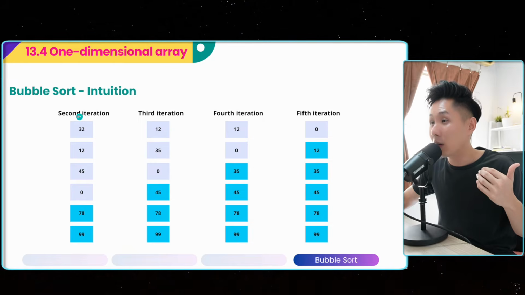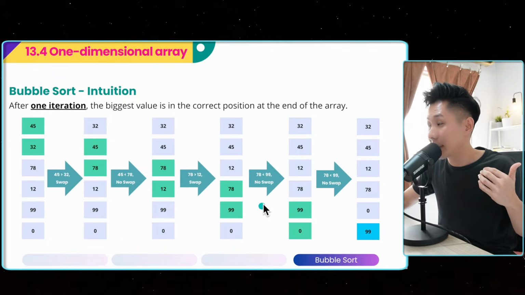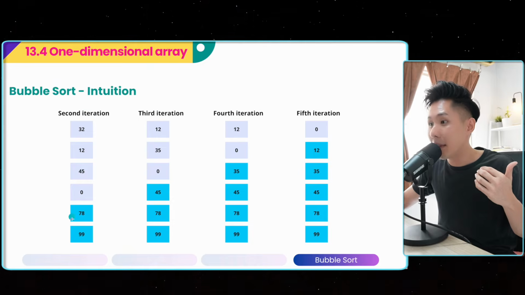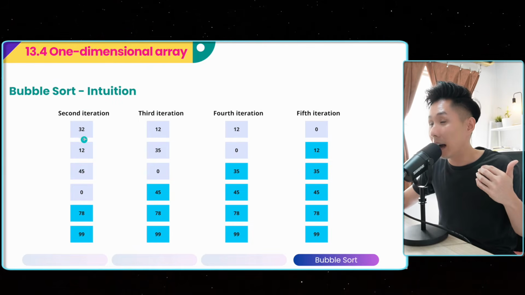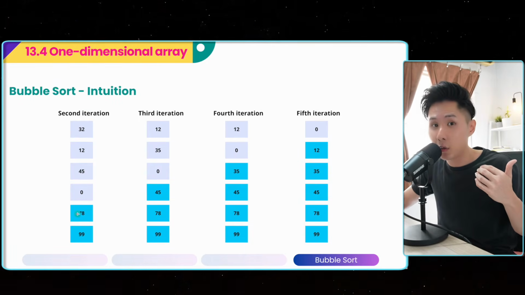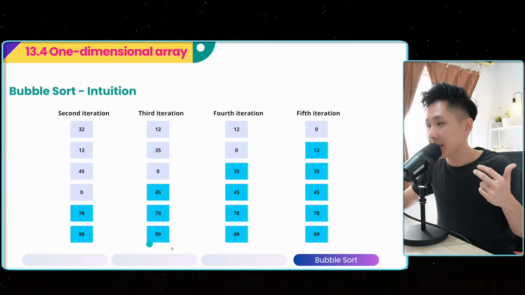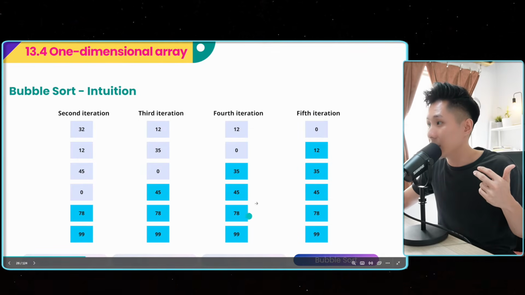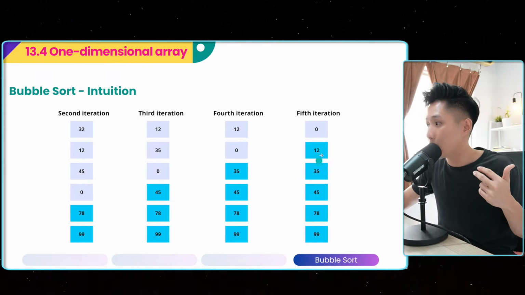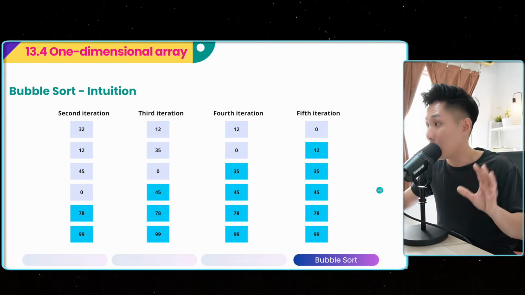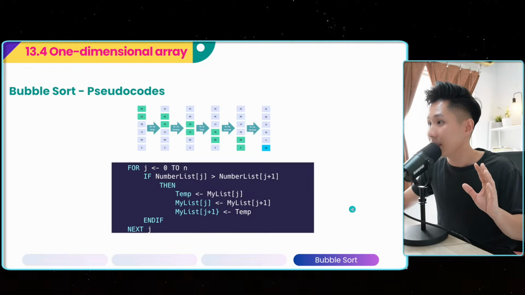So this is why I will carry out all the steps here for many different iterations. After the second iteration, 788 will be in this position. Third iteration, 45. Fourth iteration, 35. Fifth iteration, 12. And at the end, I will have a sorted list.